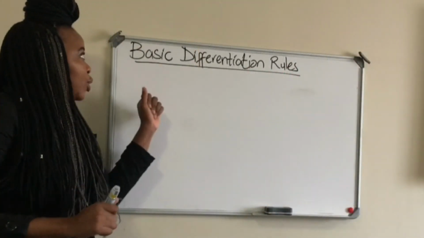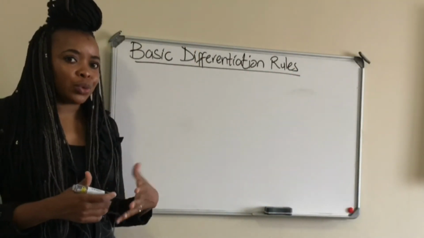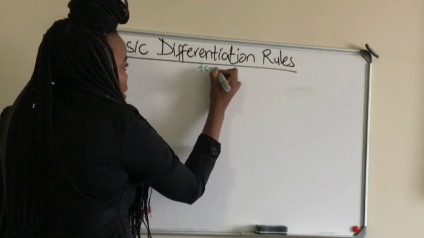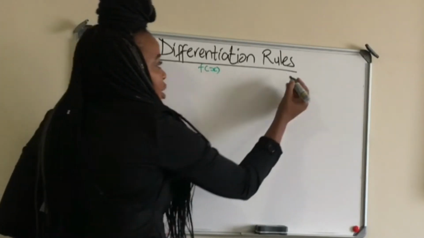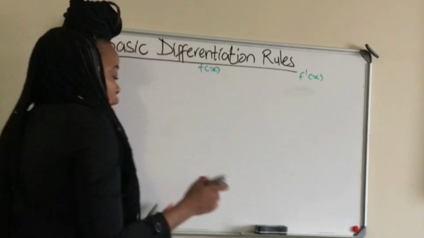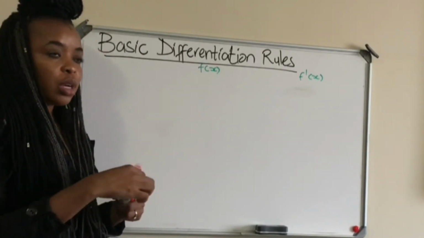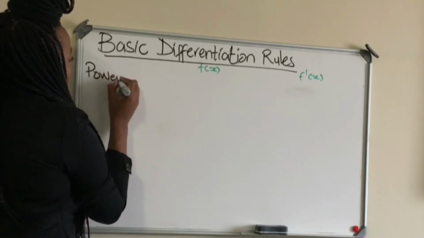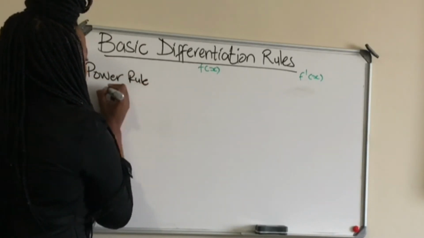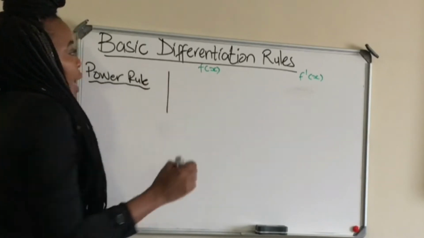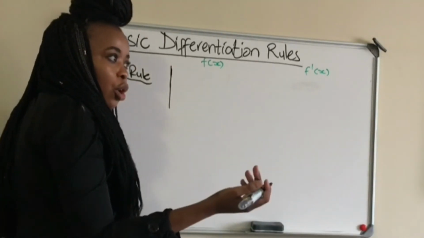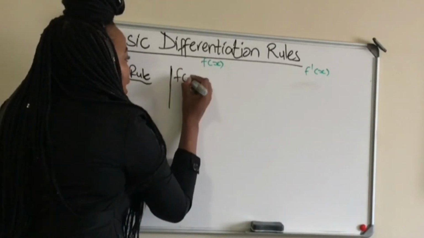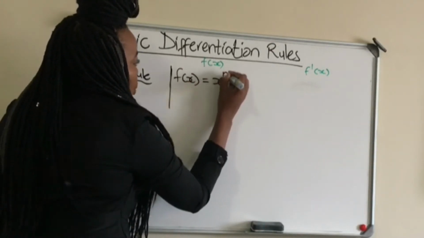Okay, now we start with looking at some basic differentiation rules. To apply these rules, we are going to have what we call the original function, which is the f of x, and then we have the derivative function, which is the f prime of x. Now, the first rule that we are going to look at is what we call the power rule. If we have the power rule, the original function that we will need to apply the power rule to will look like f of x is equal to x to the power n.